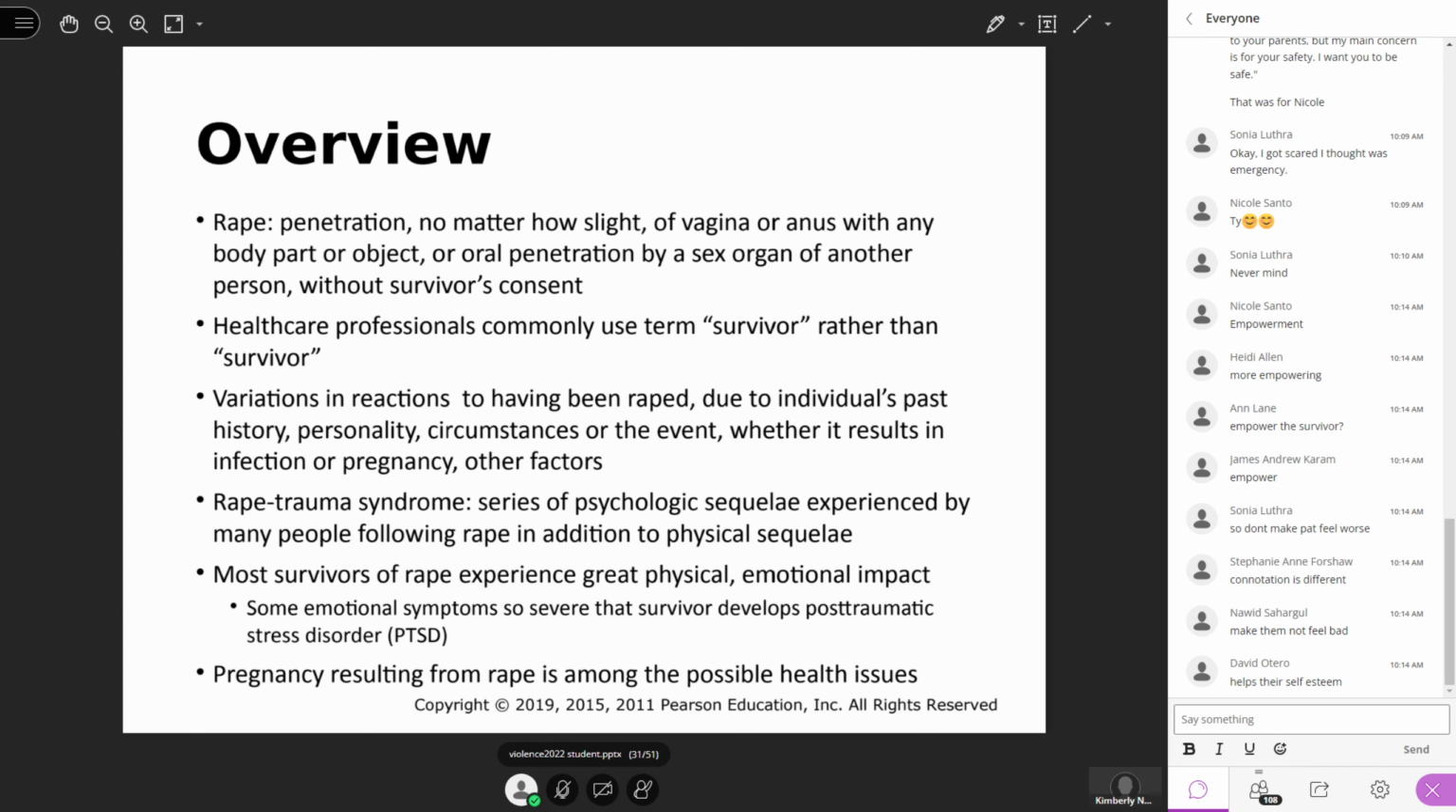The term survivor means that they have overcome, they're resilient, versus the word victim. And I try to make sure that I change that language, or I try not to use that language, because that's kind of the way that they've already been referred to for a long period of time. Victim makes it sound like they are weak, that they've been preyed on, or something like that, and I think, as Nawid has said, make them feel bad about themselves. It also helps their self-esteem, right?